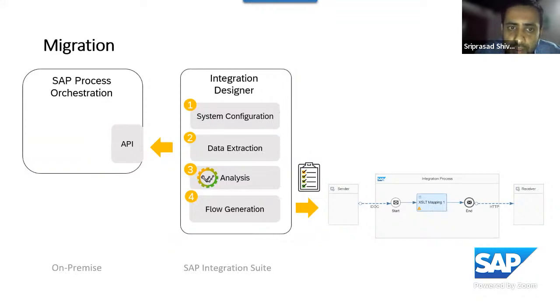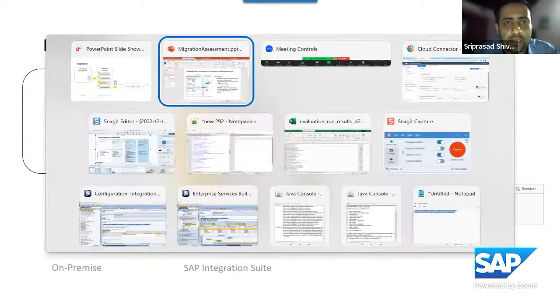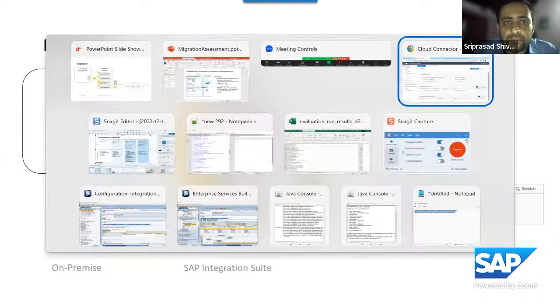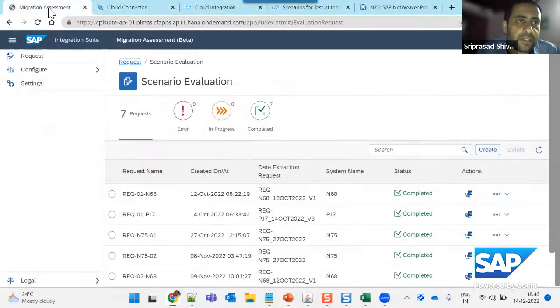Okay. So in migration also, we'll be using again the destinations from the BTP perspective, and we will be doing a data extraction, and then we will do the analysis, and then we will find out different templates which would be applicable for the scenario which we are migrating, and then we will generate an iFlow out of it. Okay. So this is the flow for both migration assessment and the actual migration tooling. Okay. So with this, I'll go to the migration assessment tool.